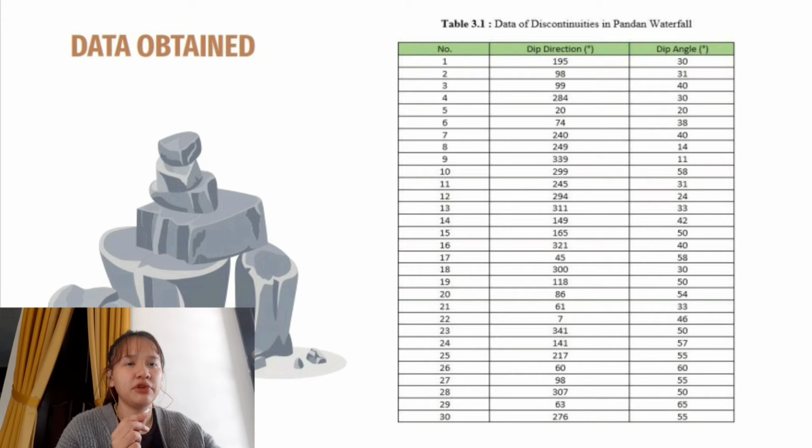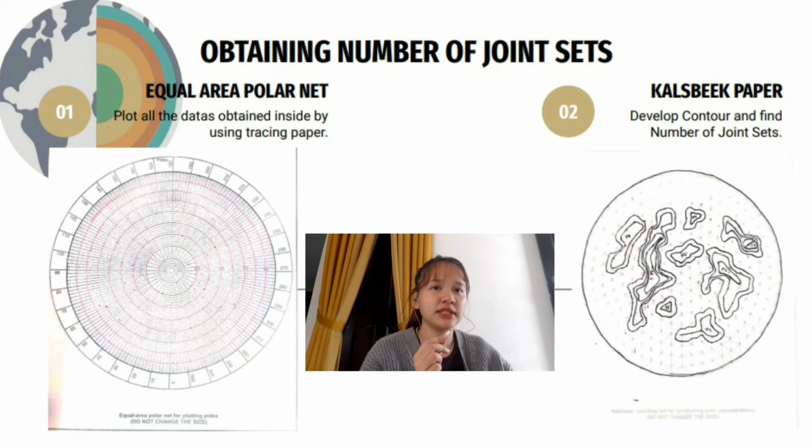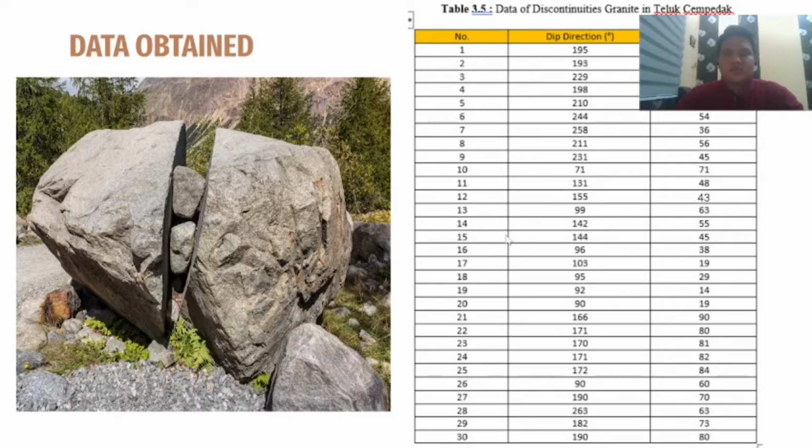In table 3.1, we have tabulated all the data, and when it comes to obtaining the number of joint sets, this is what I meant by the equal area polynet and also the Kalsbeek paper to develop the contour and find the joint sets. Then from there, we can use the stereonet to find the dip direction and dip angle of each joint set. This is the data of discontinuity, granite intellectual product. So we have 30 data.